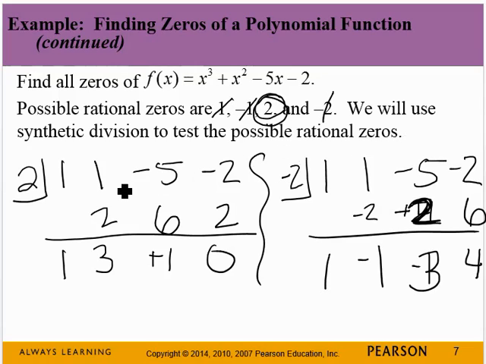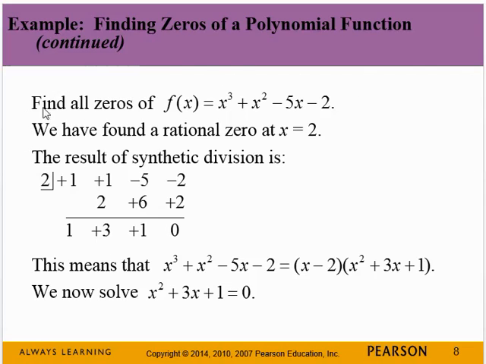So we use synthetic division to test the possible rational zeros. In this case, we found 2 is our only rational 0. So we found a rational 0 at x equals 2. This means we have x minus 2, remember it has to be the opposite sign, times x squared plus 3x plus 1.